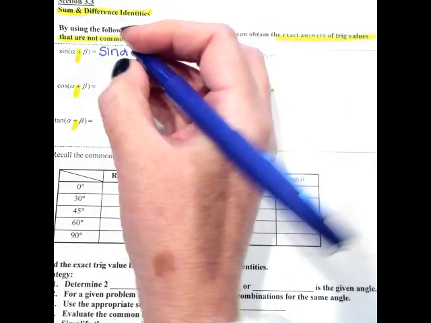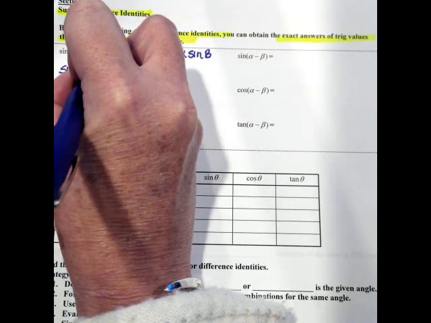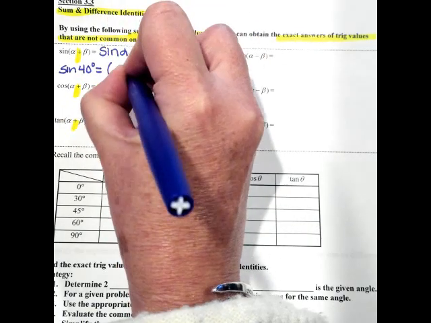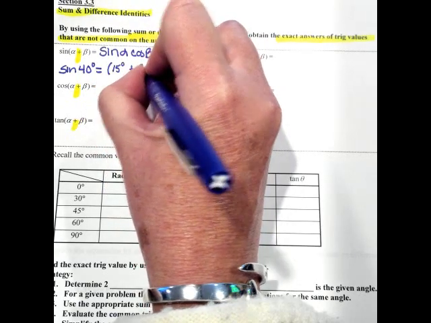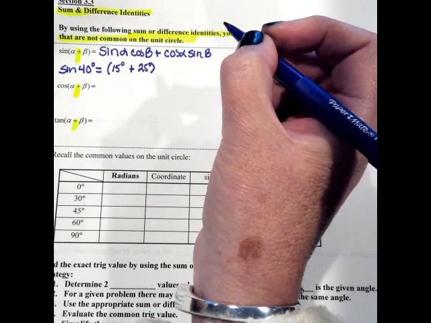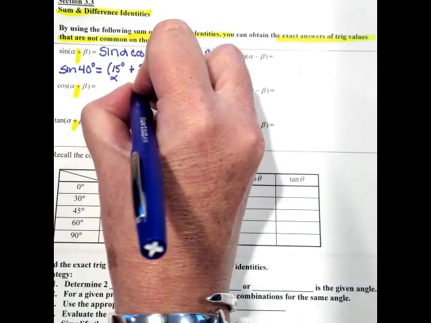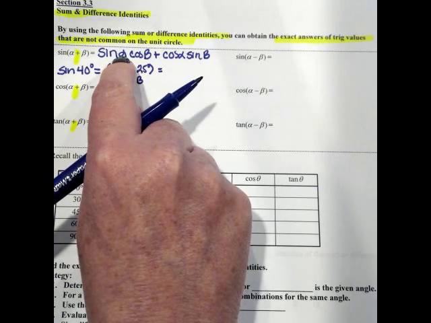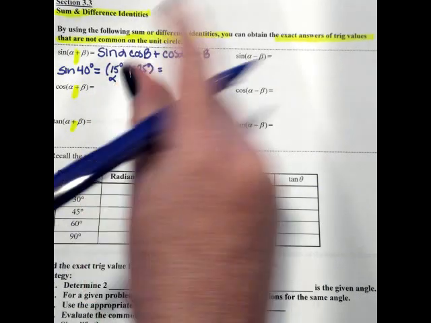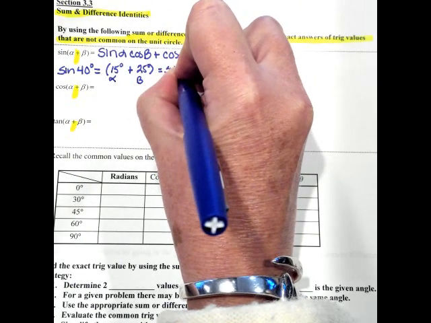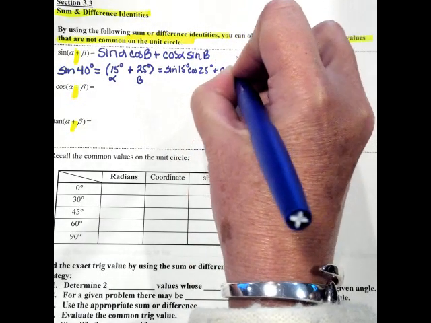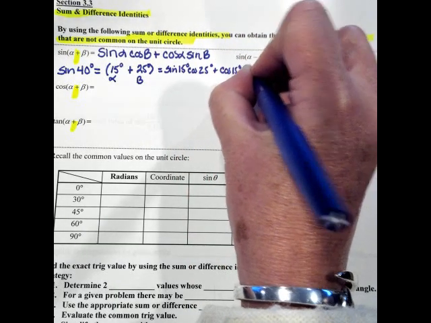So for example, if I want to find the exact value of, let's say, sine of 40 degrees, the idea is I want to pick two angles that are added together to give me 40 degrees. For example, I could use 15 degrees and 25 degrees. And again, this would be considered my alpha, this would be considered my beta. And I would just simply substitute 15 degrees into this formula for alpha. I would plug 25 in for beta. So sine of 15 degrees cosine of 25 degrees plus cosine of 15 degrees sine of 25 degrees.